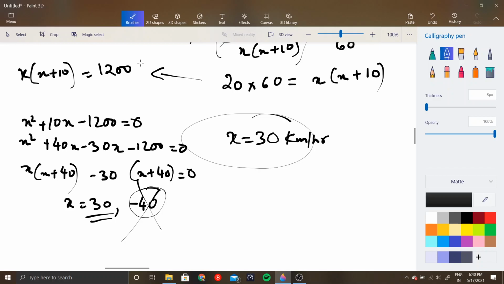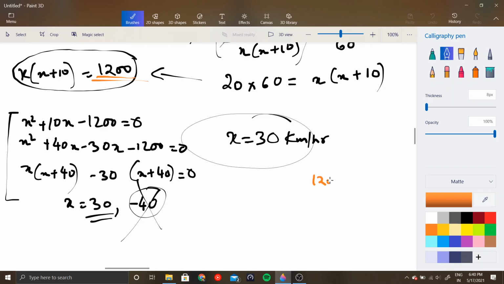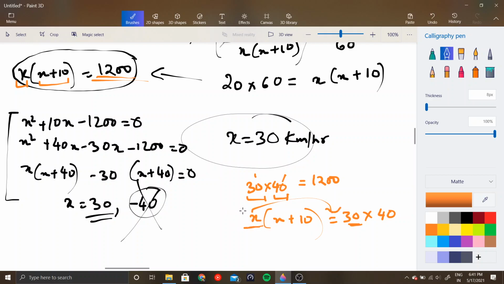Now, once you have reached here, you didn't actually have to solve this equation in order to get the value. If you were a little smart here, if you have used a tactic, what tactic is this? Just break this, right? This 1200 is nothing but 30 into 40, right? So here you are seeing that this is x and this is x plus 10. So the two factors must have a difference of 10 in between them. So this is 30 and this is 40. So x into x plus 10 is basically 30 into 40. So what is x? x is 30, right? x is 30.